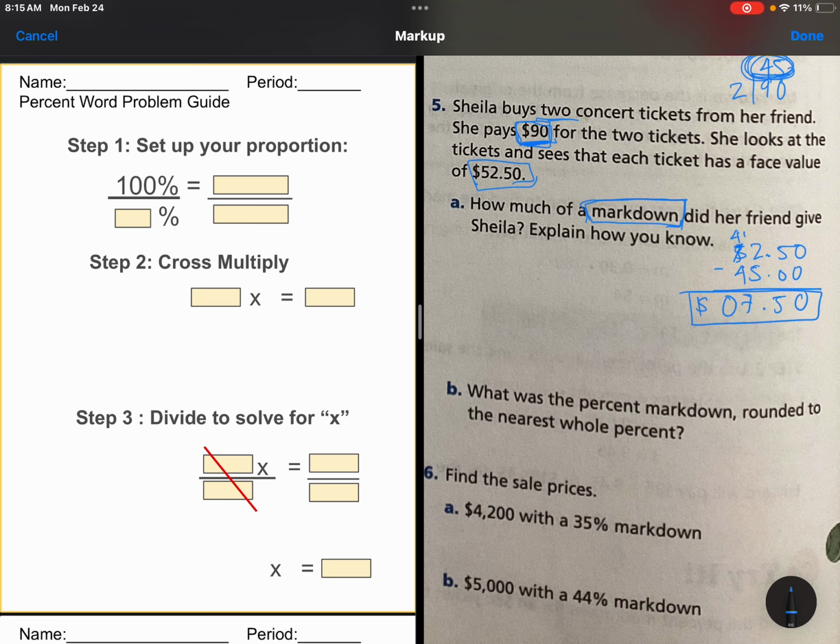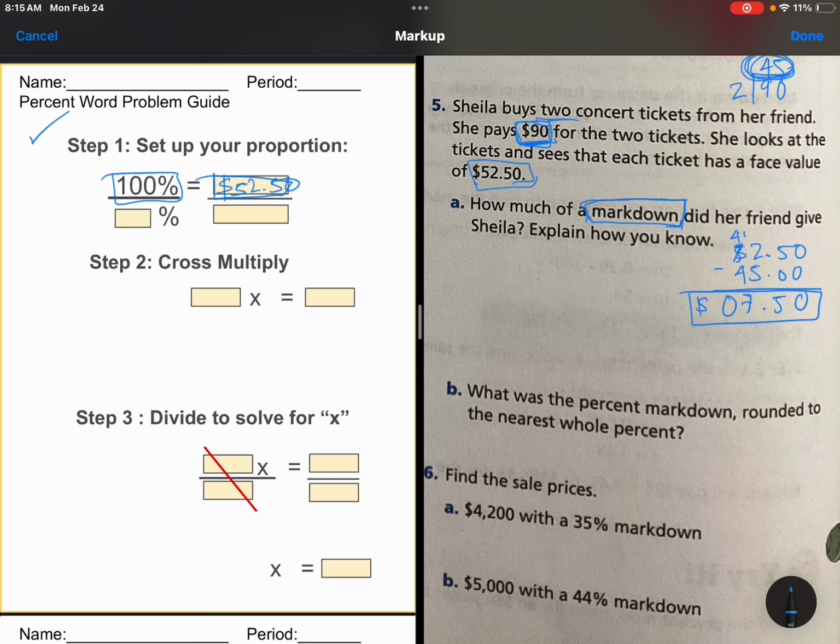Are we done here? No. We need to figure out what percent of the original price that was, how much percent it went down. So let's go back and consider our proportion. Step 1, we need to set a proportion up. 100% here will be my original face value, 52.50. Original number always goes on top, next to 100%.